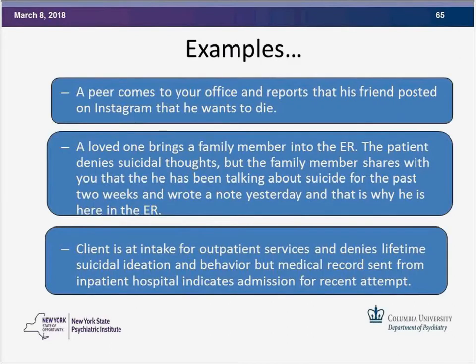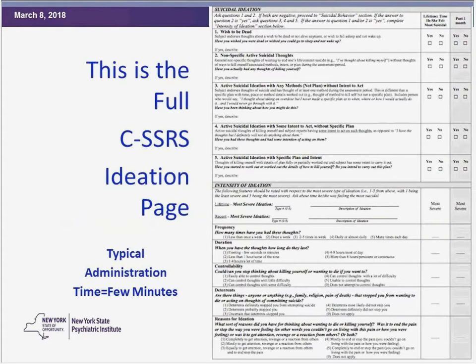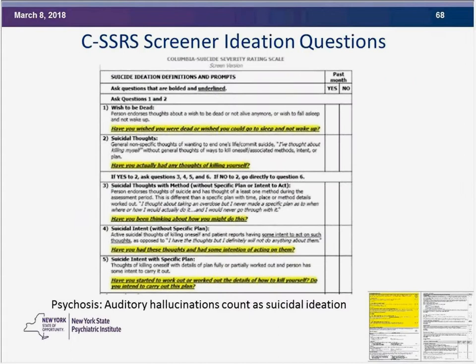And so, for example, a peer comes to your office and says that his friend posted on Instagram that he wants to die. You can then check off wish to die, and then you can go and interview that other student. So the ideation section, again, is 1 page on the full version, and the first 5 questions are in both the full and the screener.